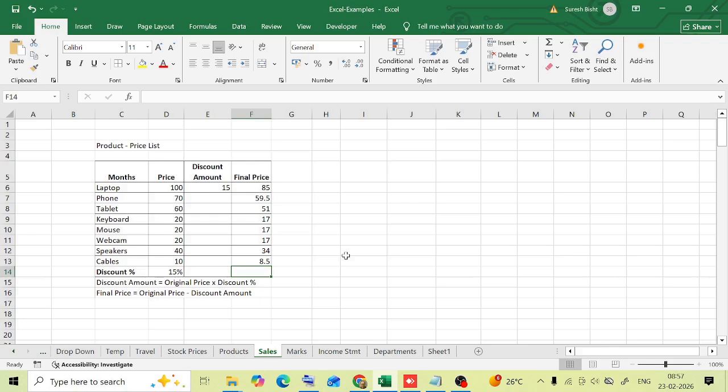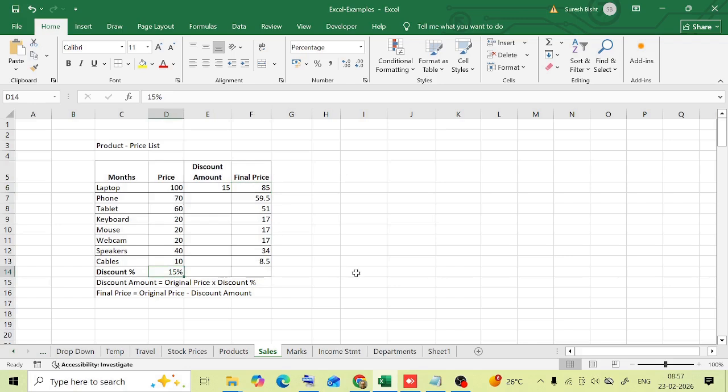So some common mistakes that beginners do is that they forget to give the parentheses properly. If you do not give the parentheses properly, the sequence of calculations will change and it will give you a different result. So make sure the parentheses are given properly.